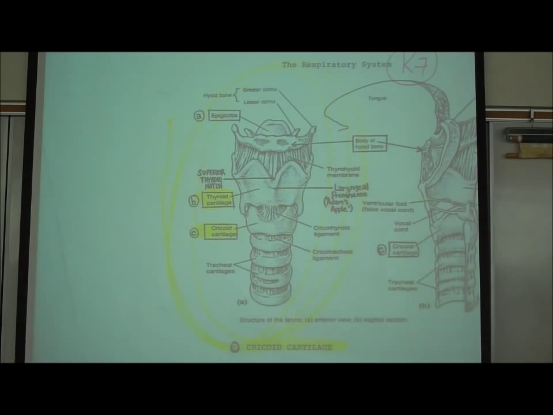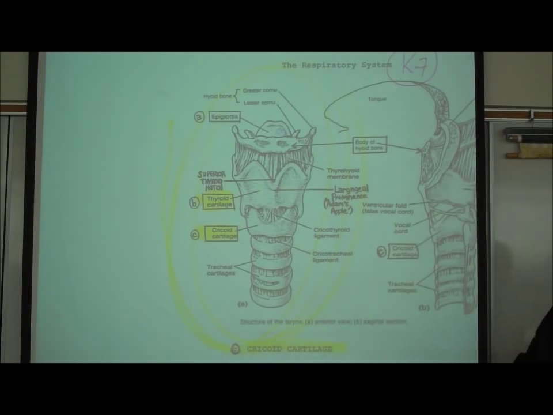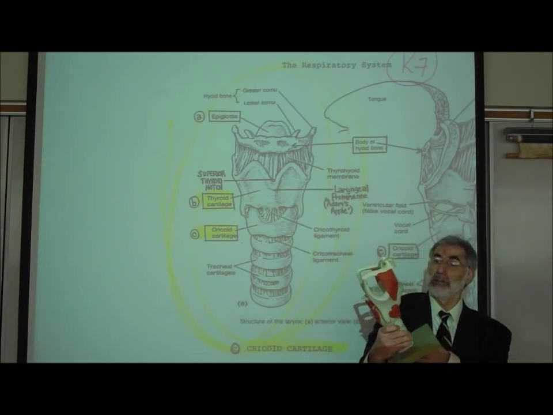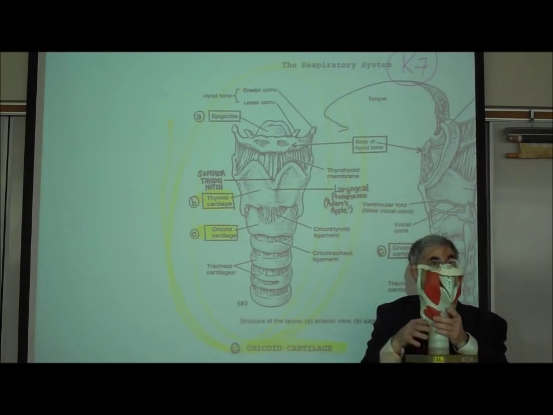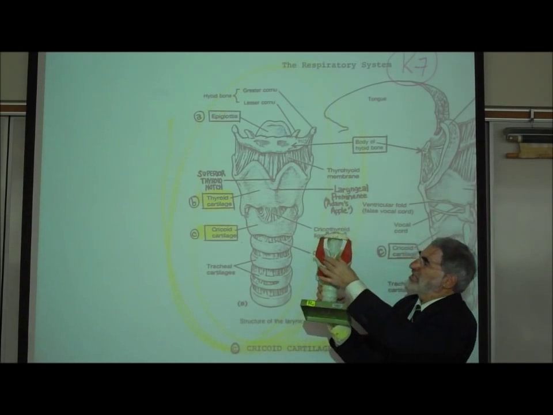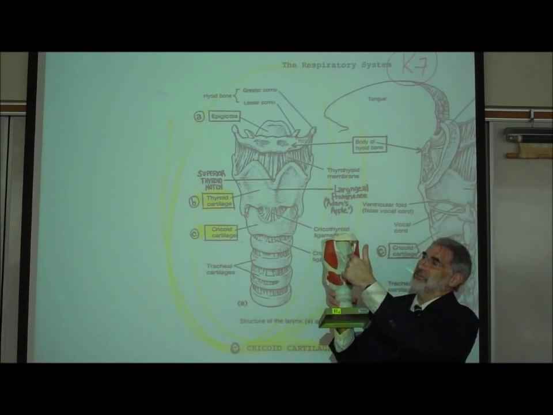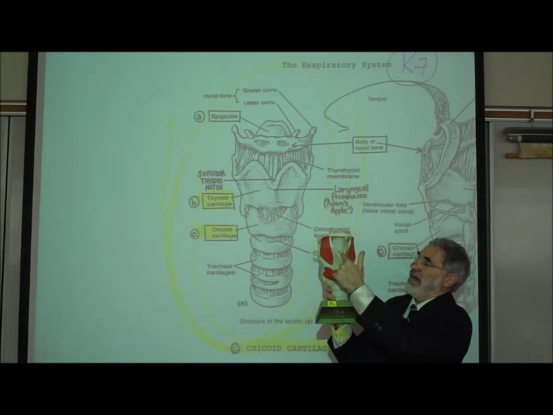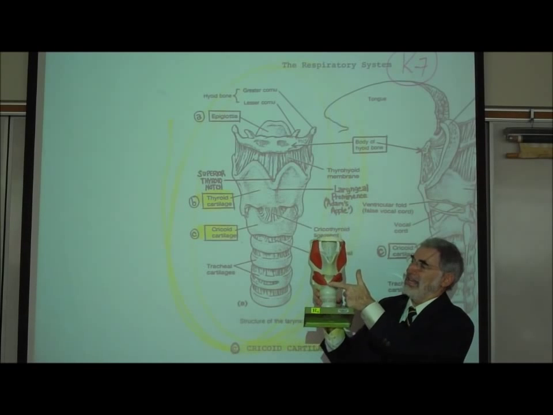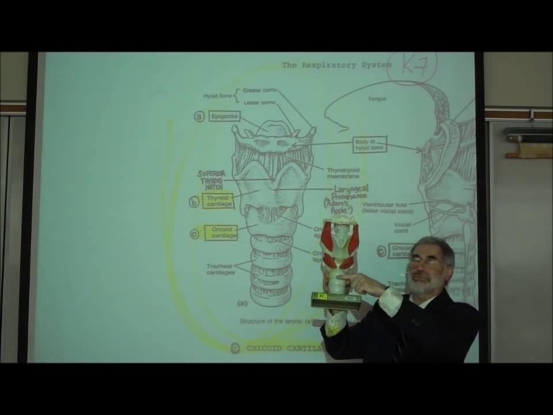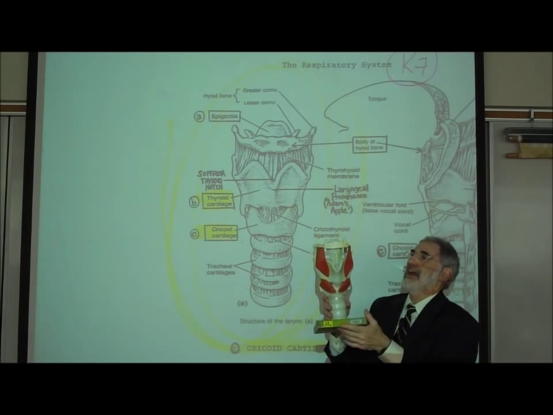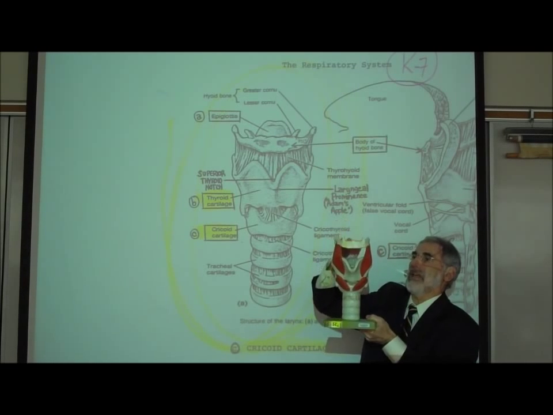Now, as you know, I don't test with models, but this model is out, and I would encourage you to take a look at the model just to help you visualize the larynx. You can see on the model, this is the thyroid cartilage. Here's that superior thyroid notch. This is the laryngeal prominence. The cricoid cartilage is right here. These are the cartilaginous rings of the trachea. This is the hyoid bone right here. And this is the epiglottis.